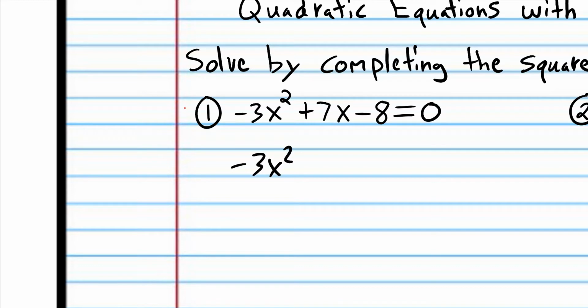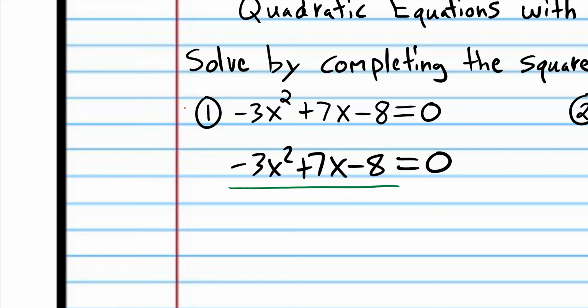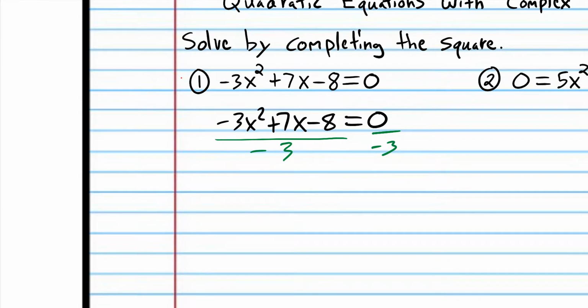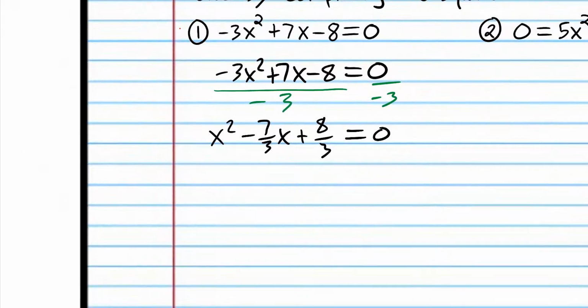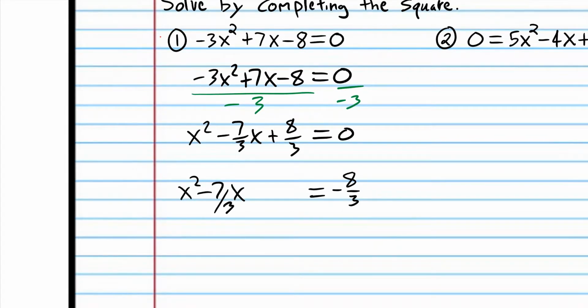So just like the other problems, to complete the square, we get rid of that coefficient on the x squared term, and we get x squared minus 7/3 x plus 8/3 equals 0. And now, as usual, we're going to put the 8/3 on the other side. And we have to know what number do we add to both sides to complete the square. Now, this is where it gets kind of involved.